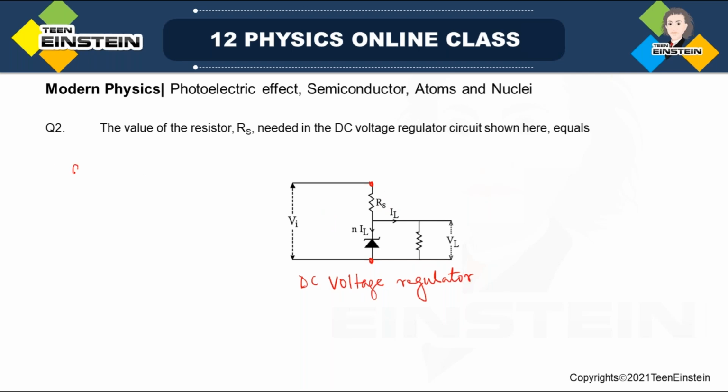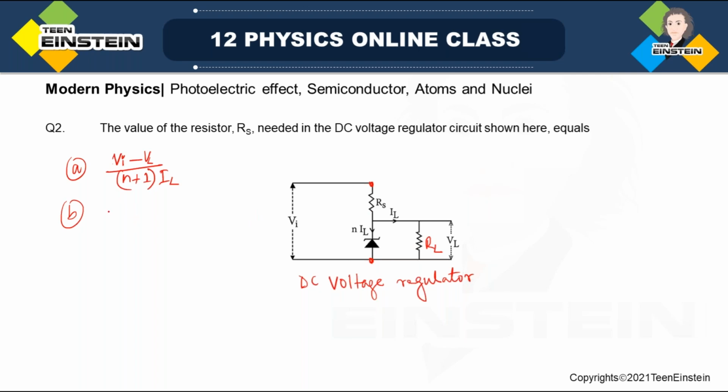Let me give you the options. The options are very interesting. If you look, this is VI, the input voltage, minus VL, the voltage across the load, divided by N plus 1 into IL. IL is the current passing through the load. This is the load resistor, RL. I'll explain how it works.